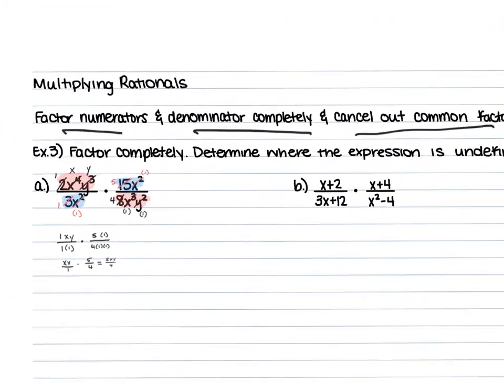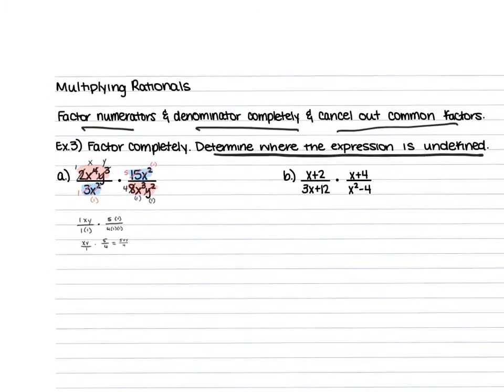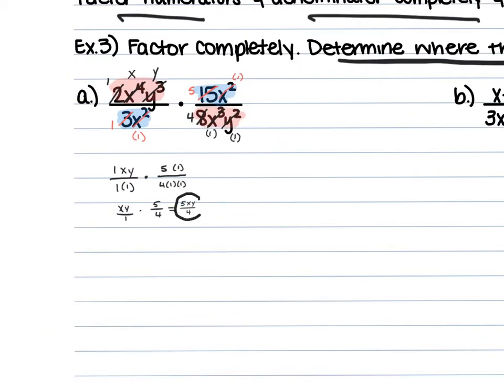Now, it did say in the directions here, determine where the expression is undefined. This is the first part of the answer. That's that circle part that I always do. And in just a moment, we'll figure out where it is undefined. The things that we're going to need to know is what it is that x cannot equal, and what it is that y cannot equal.